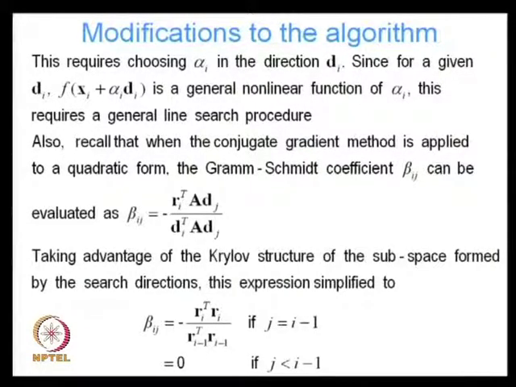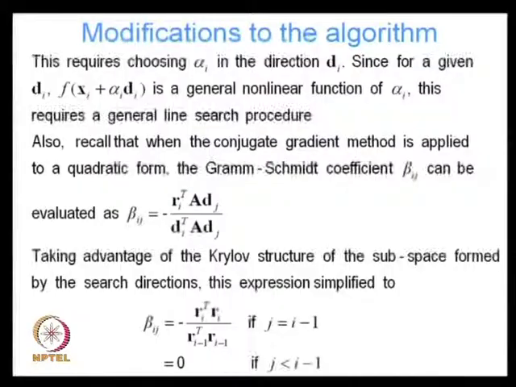But this di is fixed, right. I am going along a particular search direction. So, di is fixed for that iteration, right. So, that function f of x I plus alpha I di becomes a general polynomial in alpha, right. It becomes a general polynomial in alpha, and so we are required to find the value of alpha which minimizes that function.